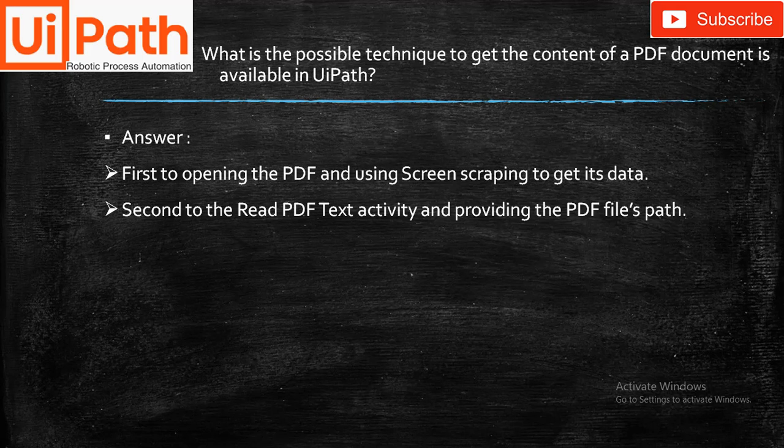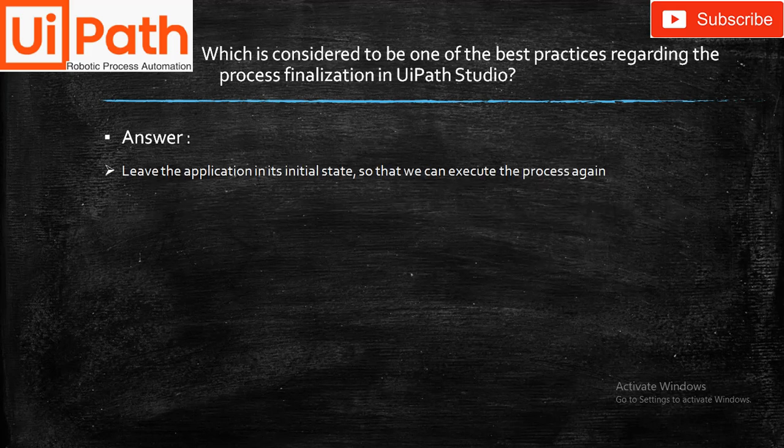Next, what are the possible techniques to get the content of a PDF document in UiPath? Answers: first, opening the PDF and using string wrapping to get its data. Second, the Read PDF Text activity, providing the PDF file's path. Next, which is considered to be one of the best practices regarding process finalization in UiPath Studio?